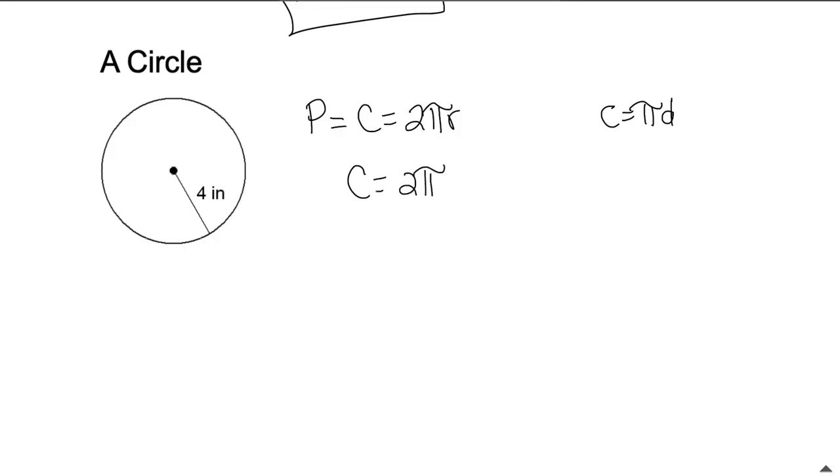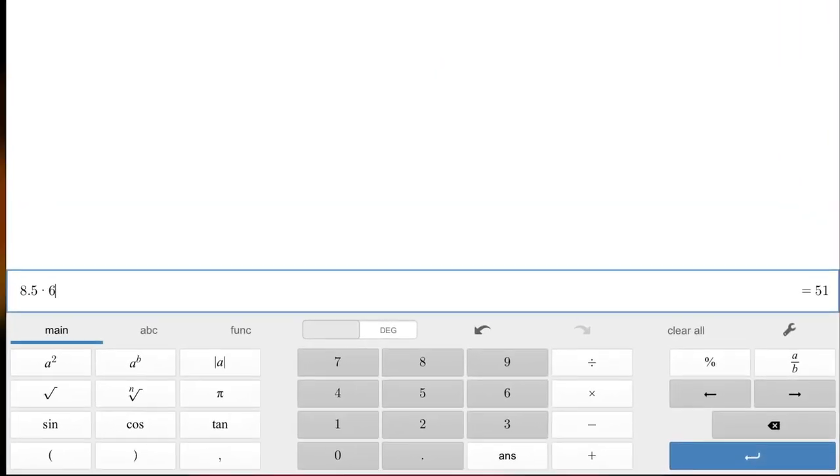So our next shape that we're going to be looking at is a circle. And the formula for a circle is, for circumference, pi d or 2 pi r, and for area, it's pi r squared. So for our circle, let's find the circumference, which is the perimeter. And the formula for that is 2 pi r or pi d.